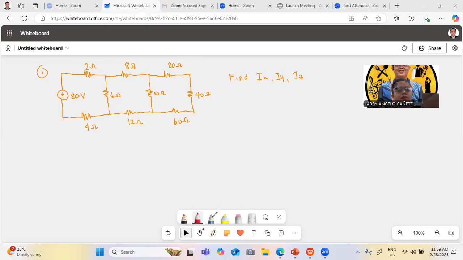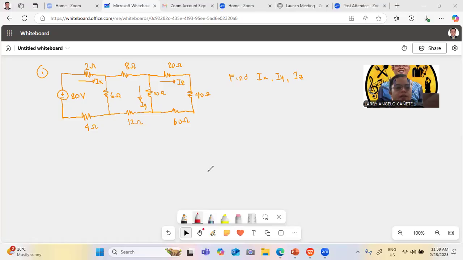So, saan ba dito yung Ix? So, for instance, this is my Ix, okay? And then the Iy probably here, and then the Iz more or less here. So, the problem is asking for the three currents.